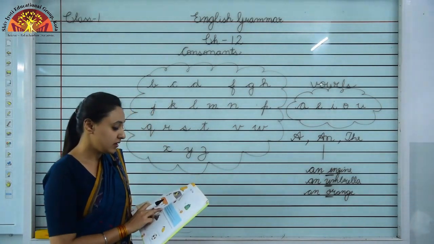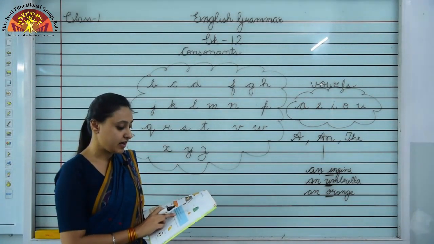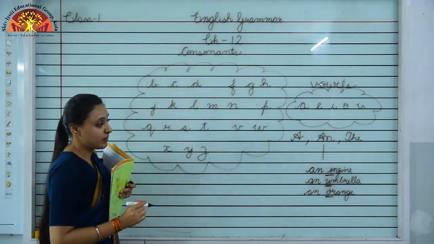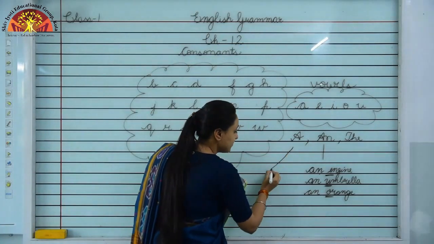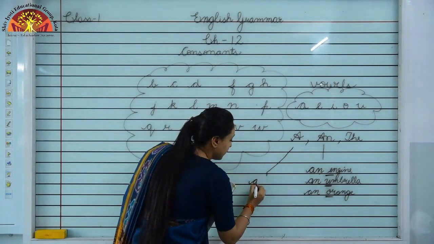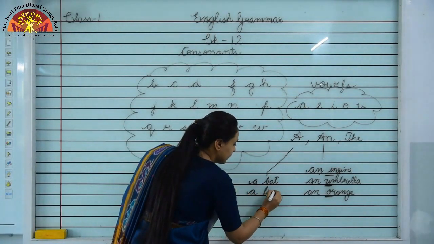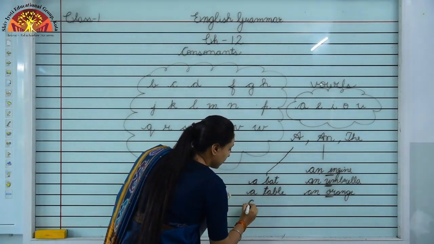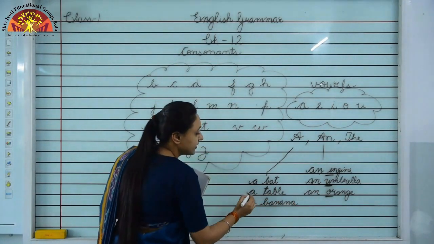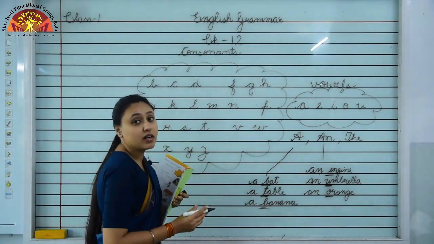Now children, we learn about use of A. So we use A before naming words that begin with a consonant sound. We know what consonants are. So whenever a word starts with a consonant sound, we use A before it. Let us see examples. A bat, a table, a banana. So children, here the words start with a consonant sound, so we use A before them.